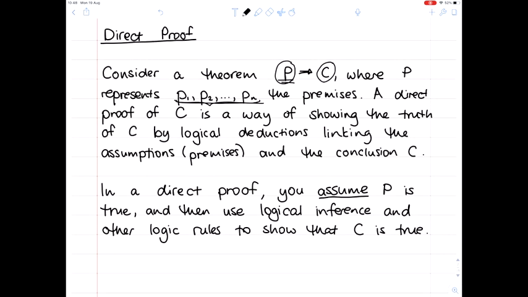The way you go about a direct proof is you assume that your set of premises is true, and then use logical inference and other logic rules to show that your conclusion is true.